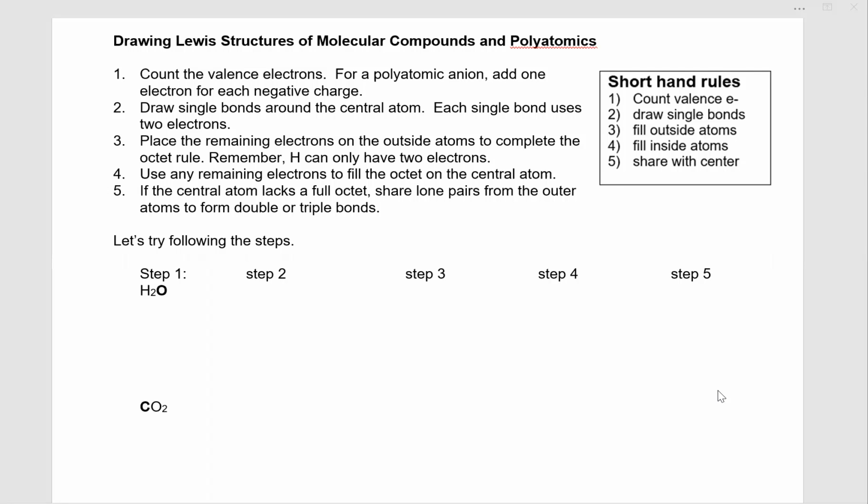We need to know the number of valence electrons because somehow all these atoms have to share the valence electrons so that everybody ends up with a full outer shell. That's going to be 8 electrons, unless you're hydrogen, in which case you only need 2. So the way we're going to do this, if you follow these steps, 1, 2, 3, 4, 5, you will always get to an answer that's correct.